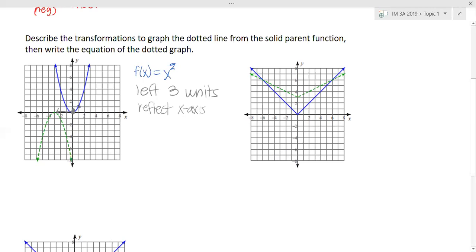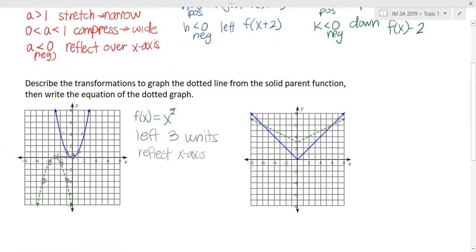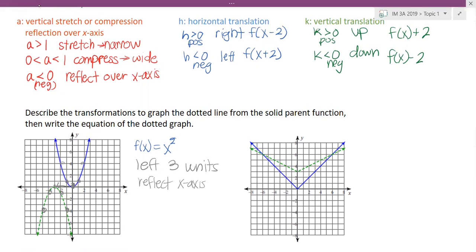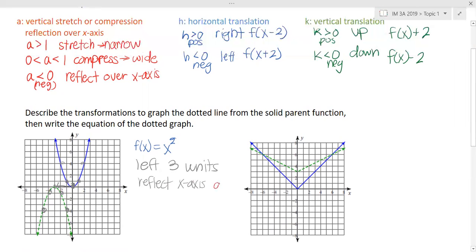Notice though that the pattern's still the same. So I go out 2, up 1 for both of them from my vertex, and then out 1, up 3. That pattern isn't changing. And so that means that I haven't had any kind of vertical stretch or shrink or compression. And so it only moved left 3 and was reflected over the x-axis. Remember that when it's reflected over the x-axis, all that means is that A is negative. And since there was also no stretch or shrink, that tells us that A is equal to -1. So the shape wasn't changed in terms of its stretch or compression, just its direction.